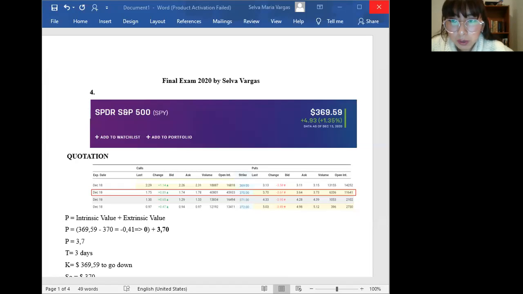Good evening, everyone. Today I'm going to explain which kind of option I will invest in as a speculator investor, and also explain their characteristics and their quotations, and finally how to build a delta neutral portfolio. So here we have an SPDR S&P 500 option.